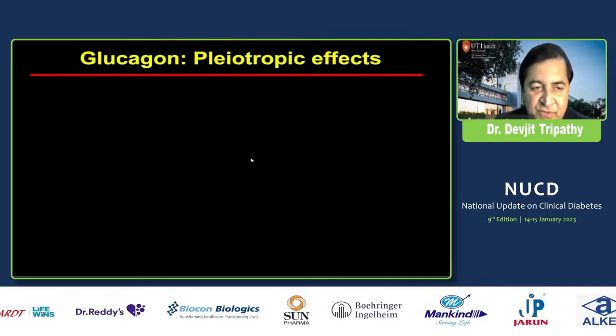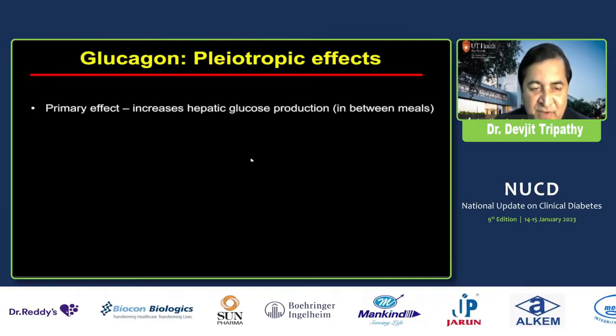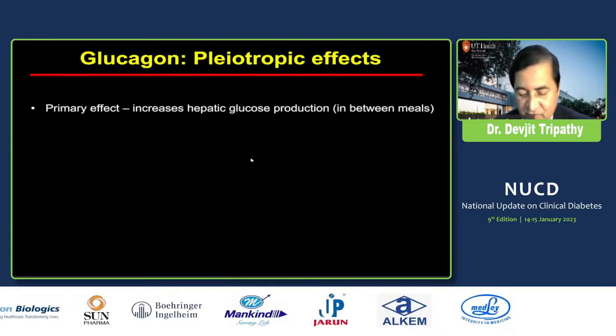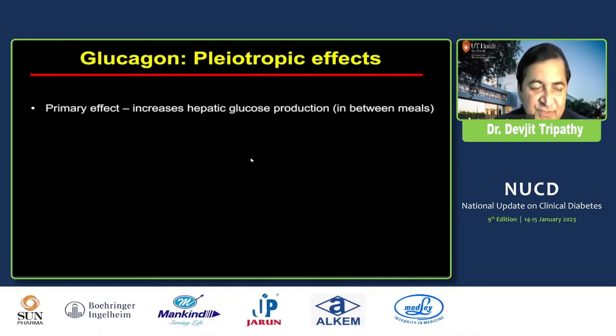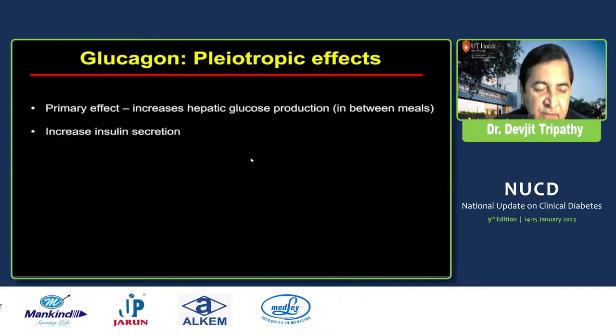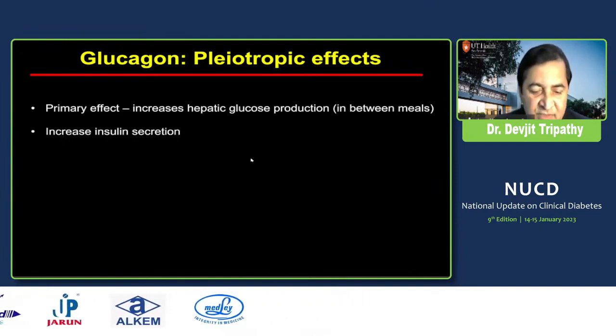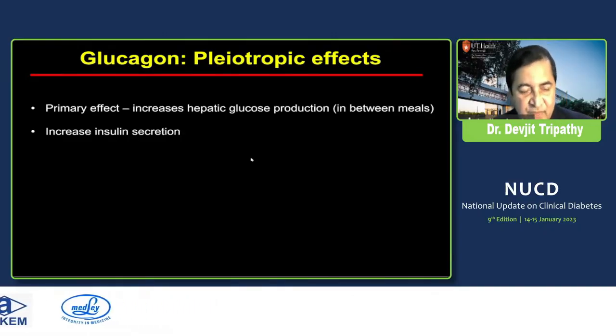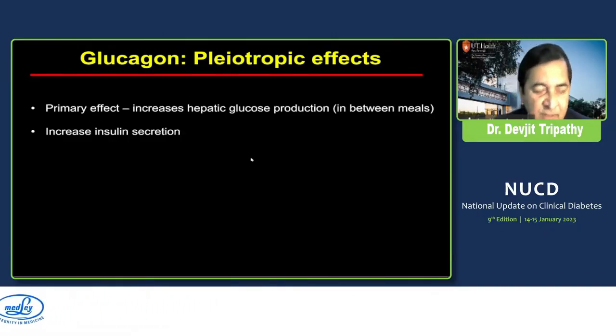So we all know that glucagon is a drug whose primary effect is increasing hepatic glucose production. So we use it for treatment of hypoglycemia. So it's counterintuitive to see how glucagon can be used for treatment of type 2 diabetes. Now, glucagon also has an effect on the beta cell. If you give glucagon, we do that called a glucagon stimulation test, to see insulin secretion. If you give it acutely, glucagon increases insulin secretion.